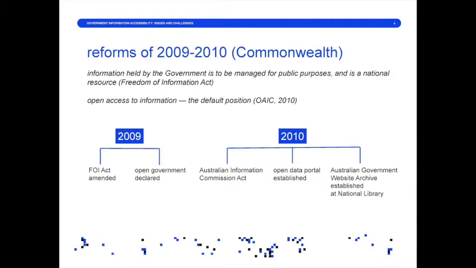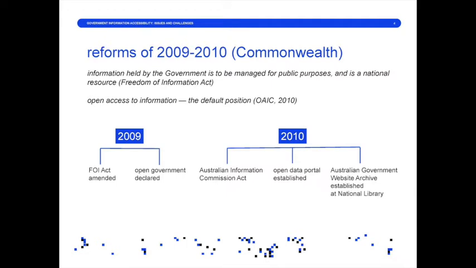In 2009, the Freedom of Information Act was amended, and open government was declared. The Commonwealth government said, open government. In fact, they said open access to information is the default position. And this was said by all kinds of people in government, but I have quoted at that time the Australian Information Commissioner, John McMillan. Then in 2010, we had some other things that happened. One was the Australian Information Commissioner Act, which established what we call the OAIC at the moment.